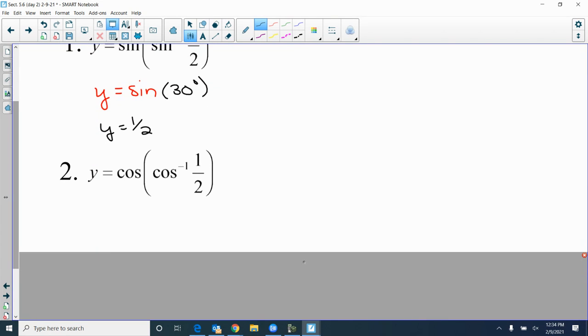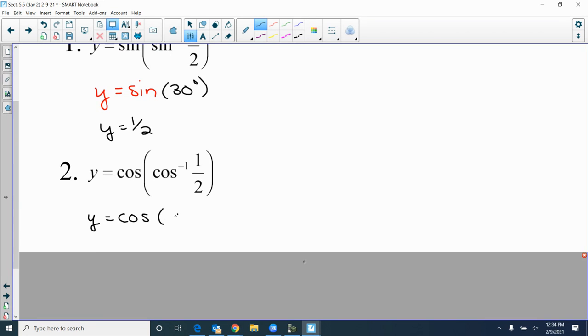All right, number 2, very similar. What angle has a cosine of 1/2? This is important that you can think through that and figure out what angle has a cosine of 1/2. Okay. What angle has a cosine of 1/2? Alex, you know? 60 degrees. 60 degrees.